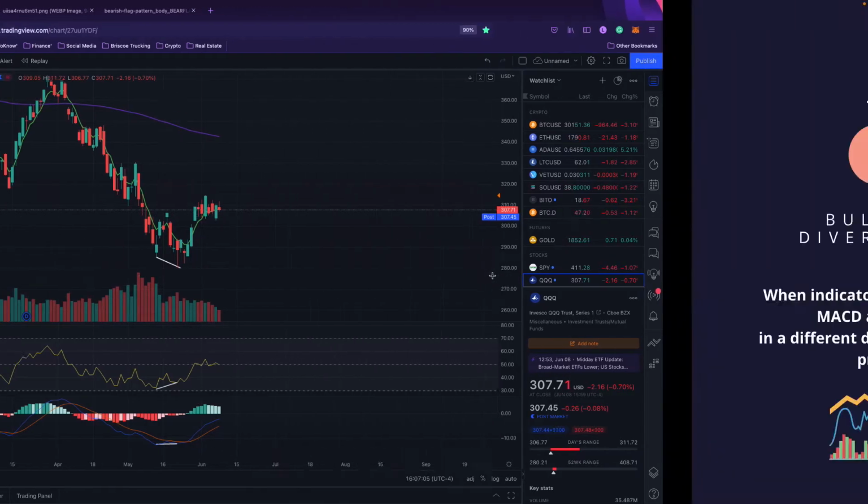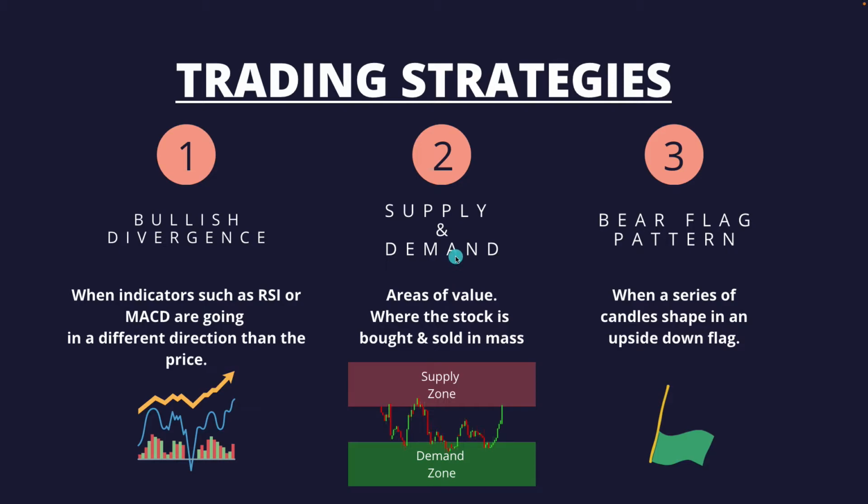So that's the first strategy. The second strategy is supply and demand zones, which are areas of value where the stock is bought and sold en masse.